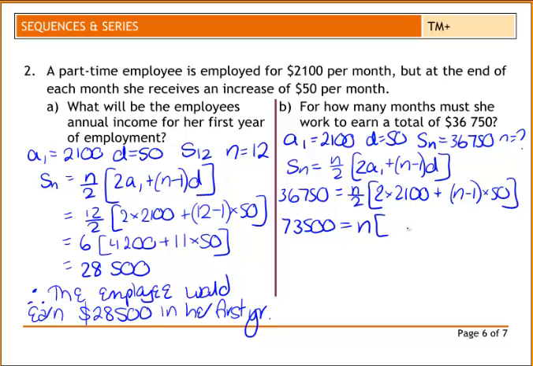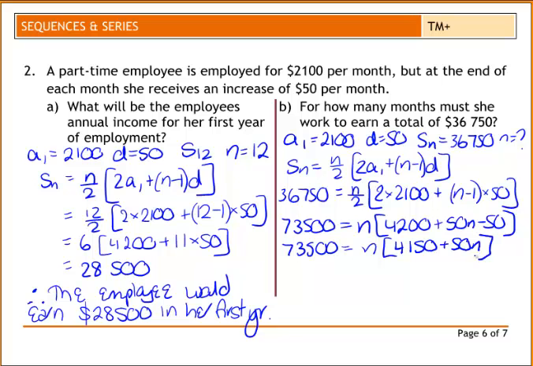So I've got n. 2 times 2,100 is 4,200. I can expand this out. Plus 50n minus 50. 73,500 equals n. 4,200 minus 50 is 4,150 plus 50n. I'm not even going to say the numbers when I stuff it up. Expand: 4,150n plus 50n squared. Get everything on one side where the n squared term is positive.